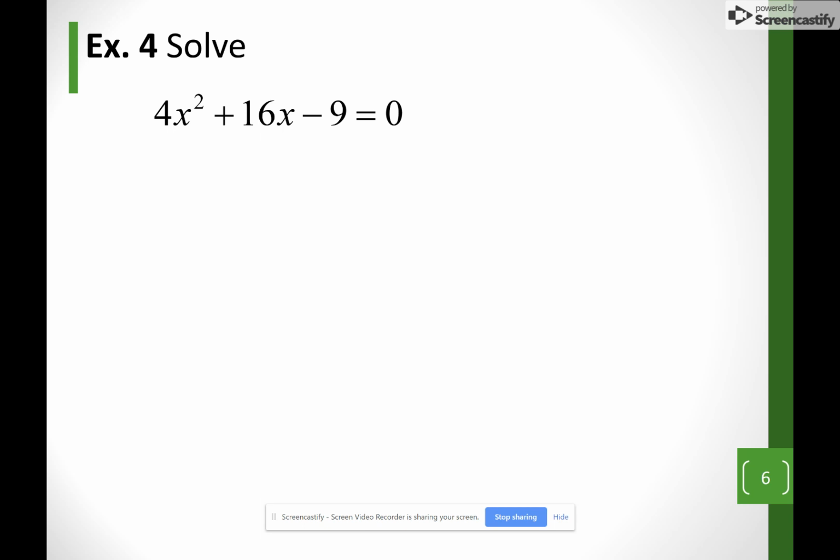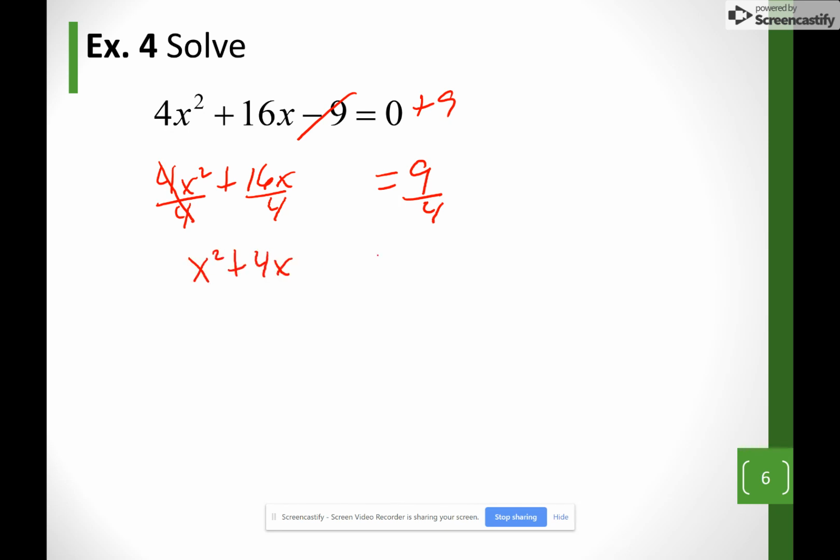Now, what if the leading coefficient is not 1? I have a 4 in this case. I want it with a 1, so I'm going to divide. Well, first of all, I'm going to add a 9 here. So I'm going to have the 4x squared plus 16x, leave yourself some space, is equal to 9. Now, I want the front to be 1, so I'm going to divide everything by 4. So I get that x squared plus 4x, leave some space, is equal to 9 over 4.